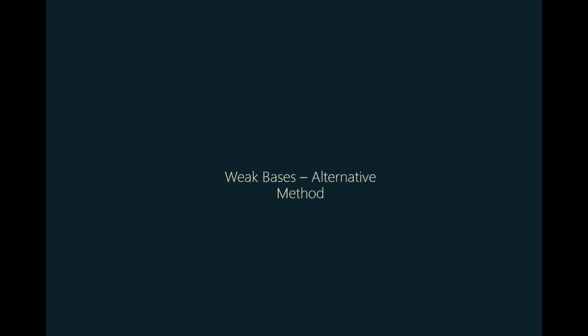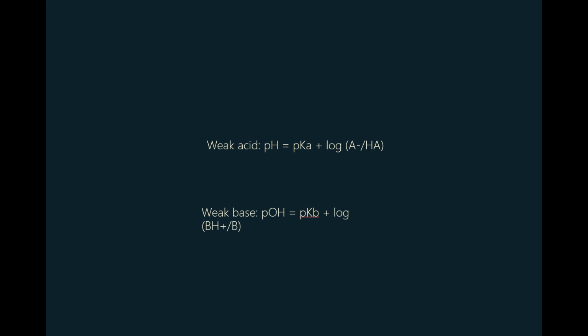There's an alternative method for solving pH problems involving weak bases, so it's up to you which you prefer. Rather than memorizing this modified HH equation on the bottom, we can just convert the Kb from the problem to a Ka using this equation, where Kw is always 1 times 10 to the negative 14.